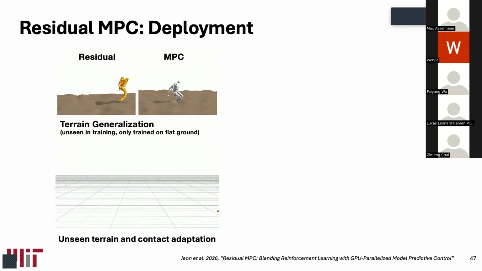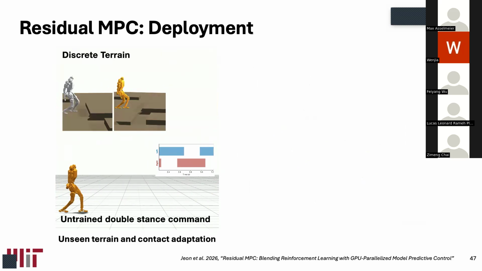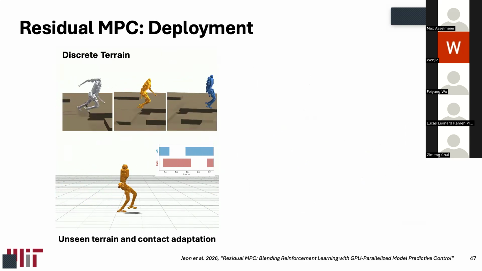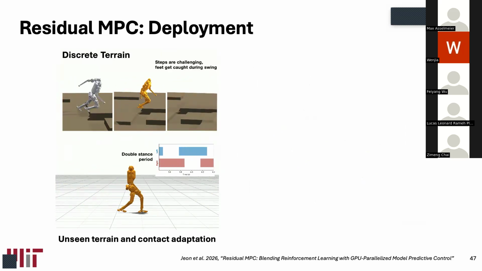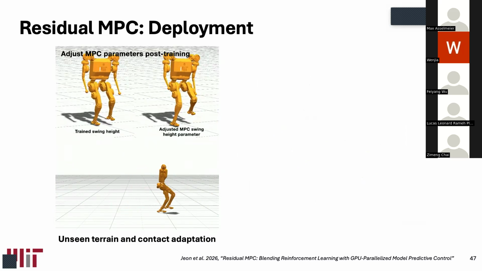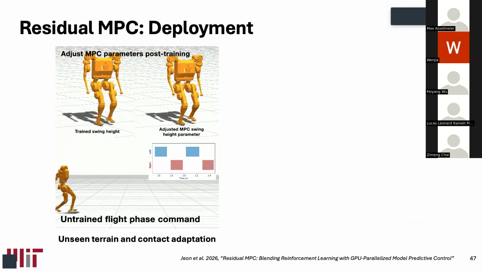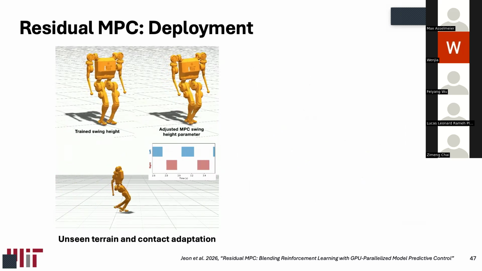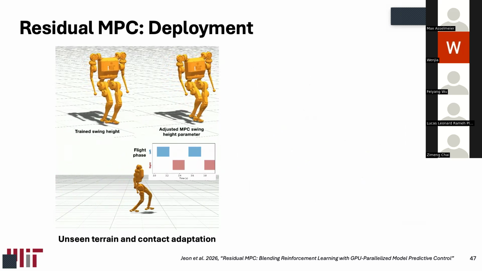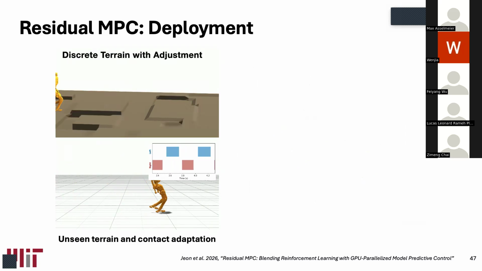The residual MPC actually cannot cross terrain that is a certain step height. It gets its foot caught here. Oh, that's tough, right? What do we do about that? My MPC controller is parameterized based on the height of the swing. I can ask it post-training to step a little bit higher, and that's what I do. And it can still adapt online to that. And now let's see if it can cross that terrain. Yes, it can. So that's an interesting finding. It can adapt to the MPC parameters post-training, even though it never experienced those changes in parameters during training.